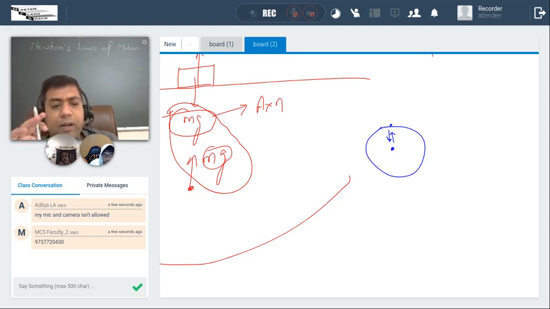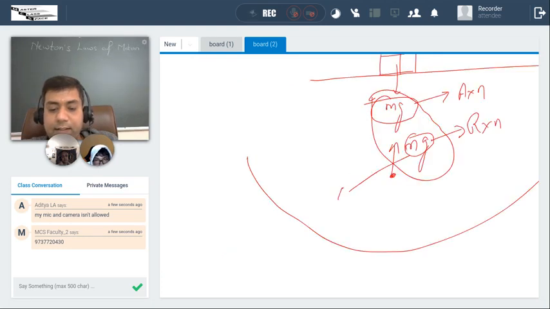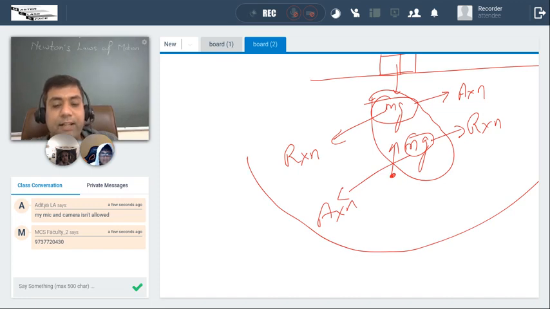So its center of gravity will coincide with the geographical center of the Earth. Got it? So the forces will be acting from the center. On the body also, the mg will be acting from the center of gravity. On Earth also, the force will be acting from the center of gravity. So if I consider this as action, this becomes reaction. Got it? If I consider this as action, then this becomes reaction. So these are action-reaction pair.